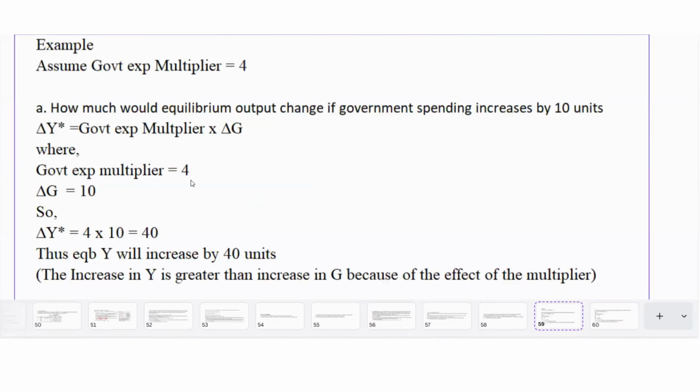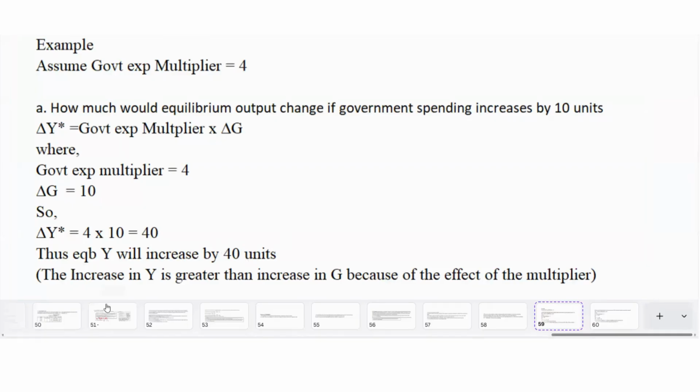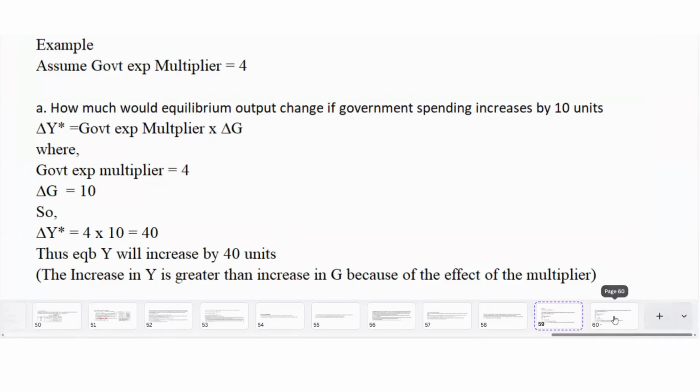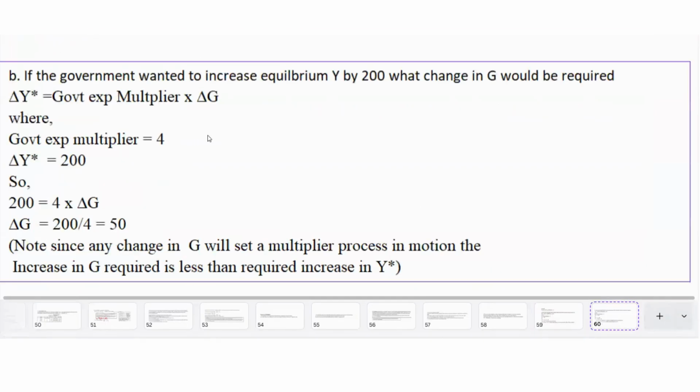So the government expenditure multiplier is 4 here and government spending is changing by 10 units. So we can say the change in equilibrium Y is 4 times 10, which is 40. So equilibrium income will increase by 40 units. If we change G by 10 units, equilibrium income will change by 40 units. And as we can see, the increase in Y is greater than the increase in G because of the effects of the multiplier.